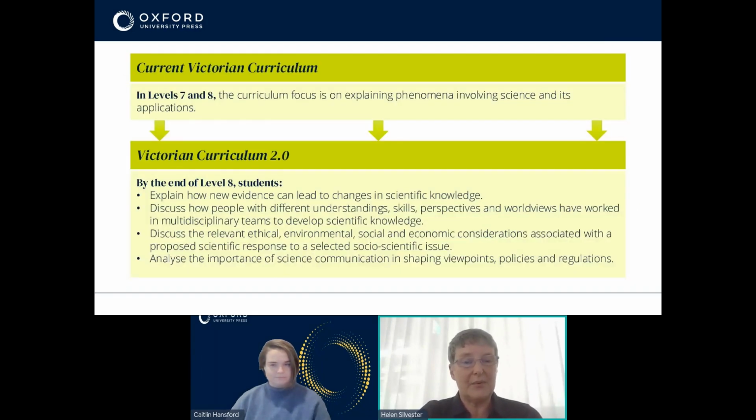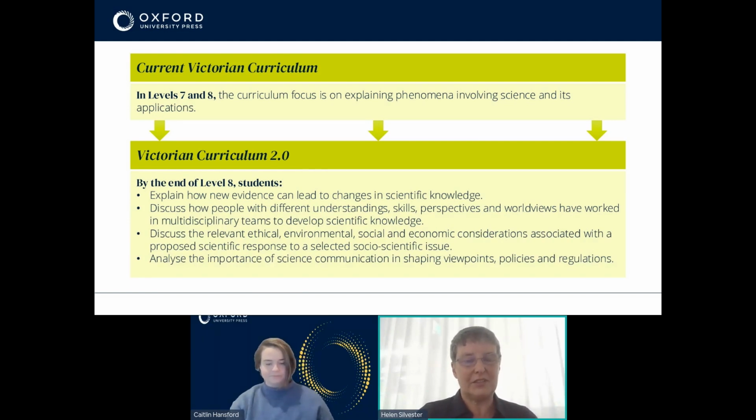So, for example, one of the key things that I want to show you is that at Year 7 and 8, the curriculum focuses on explaining phenomena involving science and its applications. Now, that's what it was, or what it is currently. And this is one of the big changes that you might see in the science as a human endeavour. And with the many decades that I've been involved in science teaching now, it's really interesting seeing the trend.